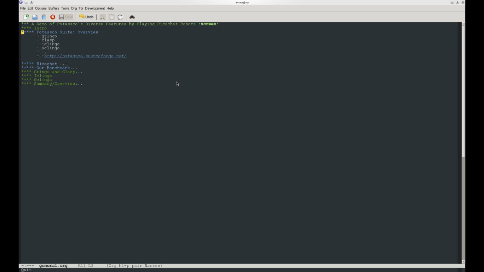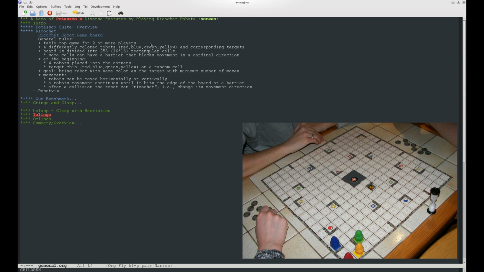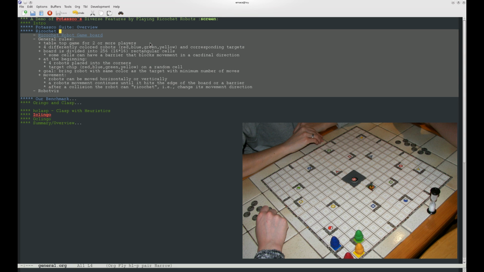Now let's talk about the game which we'll use to demonstrate those tools. Ricochet Robots is a tabletop game for two or more players. As game tokens, we have four differently colored robots, red, blue, green and yellow, as well as correspondingly colored targets. The board itself is divided into 256 rectangular cells, where some cells can have a barrier that blocks movement in a cardinal direction.